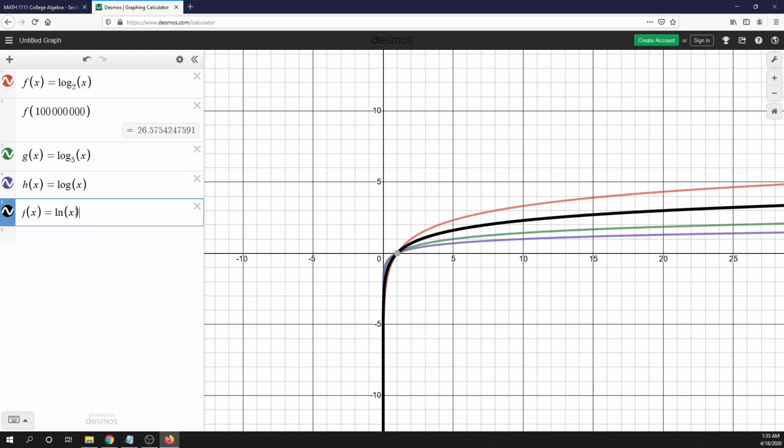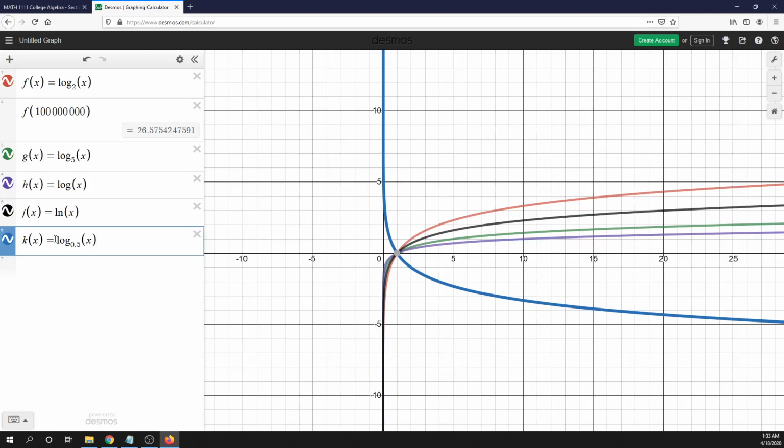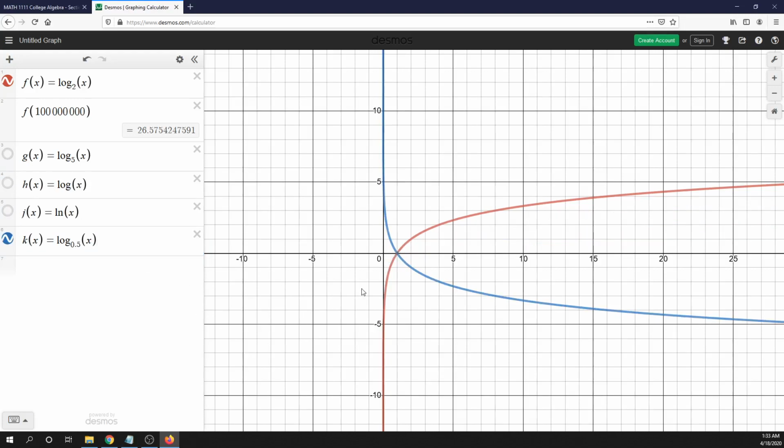We can have logarithmic functions with bases that are in between 0 and 1. So if I did k of x equals log base 0.5, you can see what that looks like.